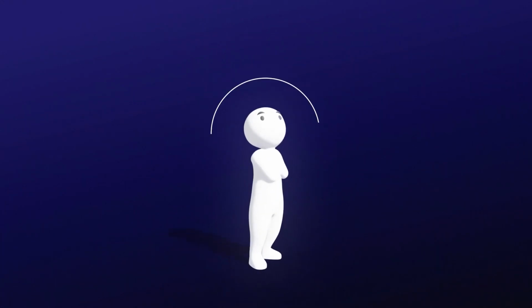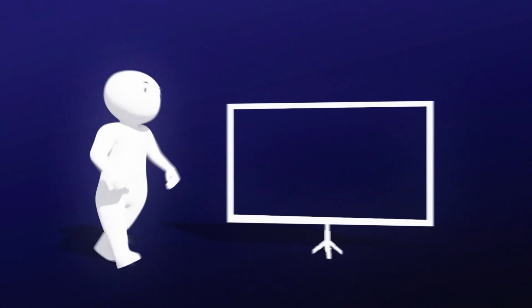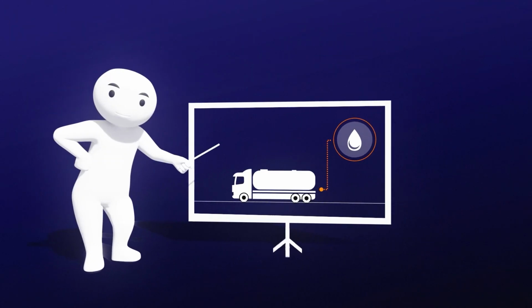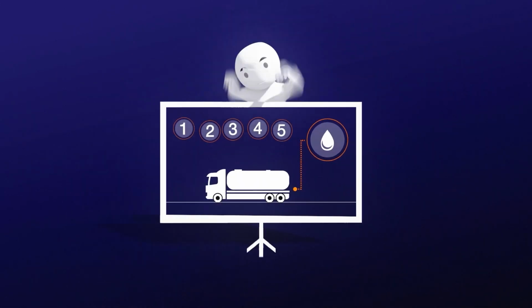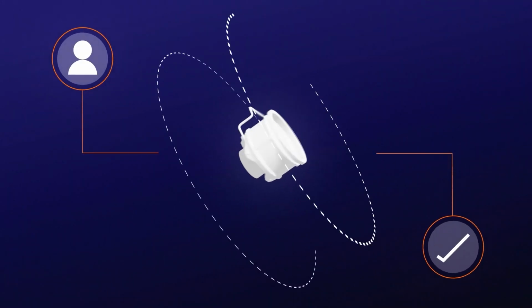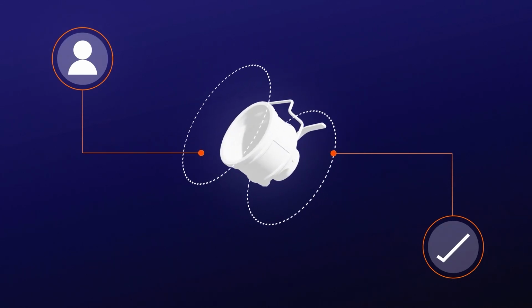But how are these tasks defined? And how do we make sure they can be done safely and efficiently? Imagine a common task, loading a fuel tanker. This involves several steps, some of which are critical to ensuring safety and efficiency. Just as we design equipment to be user-friendly and goal-oriented, we design tasks to achieve specific objectives.